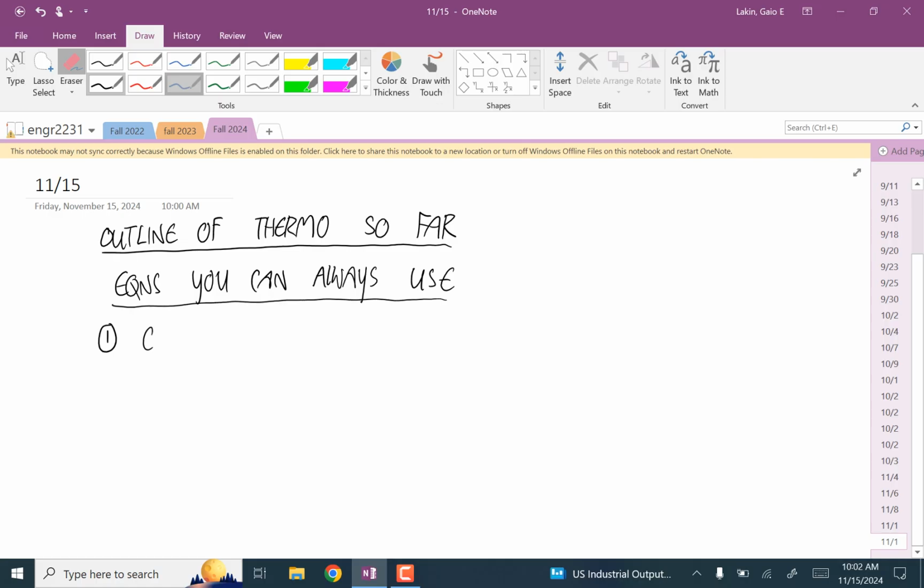So first, if the thing is a cycle, then the change in any property is 0. So this is for any property Q. Okay, so the first equation you can always use already requires that it's a cycle.